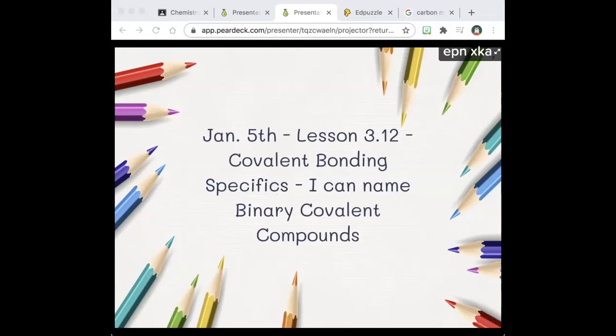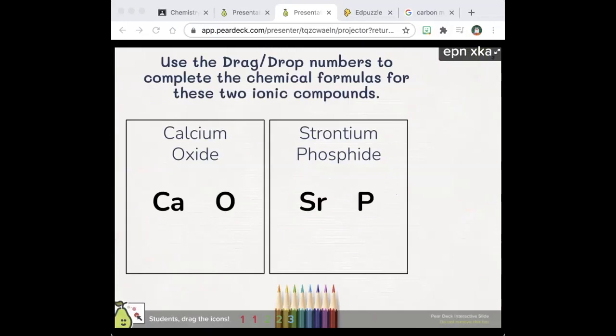By the end of class today, through what we learn in class and then what you're going to learn in your Edpuzzle, you are going to be able to name binary covalent compounds, meaning covalent compounds with 2 elements. And you're going to see that it's close to how we name ionic compounds, but with 1 extra step to it, okay? And in class, I'm going to show you why we need that extra step, because it literally could be life or death, okay? We'll do that here in a moment, but we're going to start off with a review.